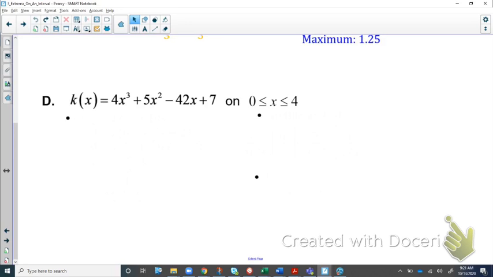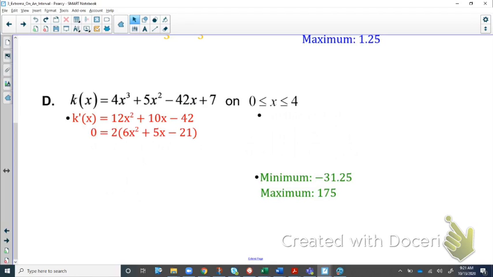Okay. So hopefully you've paused the video, worked it out, and you have your answers, and hopefully these are the places that you're going to have a minimum and a maximum. So the smallest it goes is negative 31.25, and the highest it goes is a positive 175. So what did we do to get that number? We took the derivative, and then we set it equal to 0 and solved for x. So here I'm factoring out a 2 as a common factor, and the quadratic that's inside the parentheses can be factored to be 3x plus 7 and 2x minus 3.